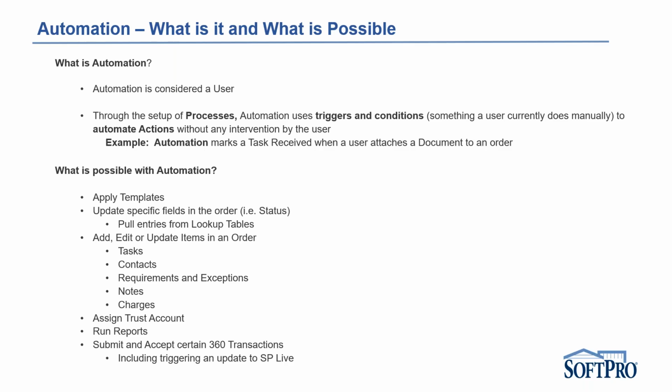For example, automation is going to mark a task as received maybe when the user attaches a document to an order. So think about this. Your user right now maybe is going in, attaching a doc. Maybe it's a commitment. They're marking the commitment status completed. They're filling out your fields on the commitment. And then they're going and marking the commitment task, if you're using tasking, as completed.